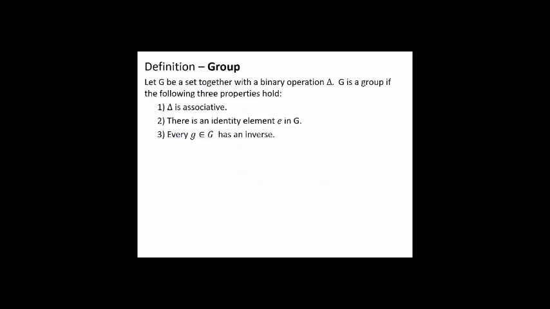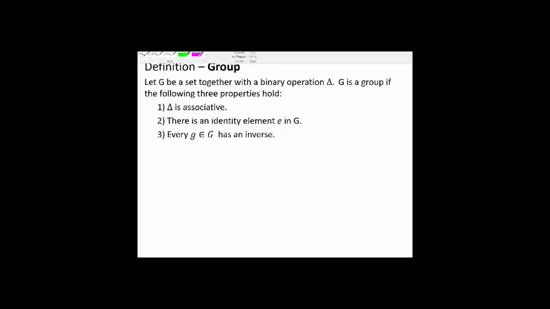And the last thing I wanted to do was finally define a group. This is the most basic algebraic structure that we study. Let G be a set together with a binary operation delta. G is a group if it has the following three properties: delta is associative, there is an identity, and every element g in G has an inverse. So that needs to be memorized, and you can look back on the sets that we've talked about today and see that just a few of them were groups.